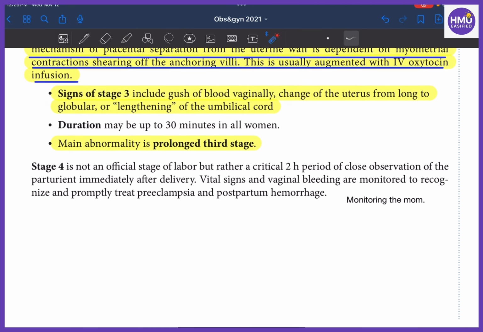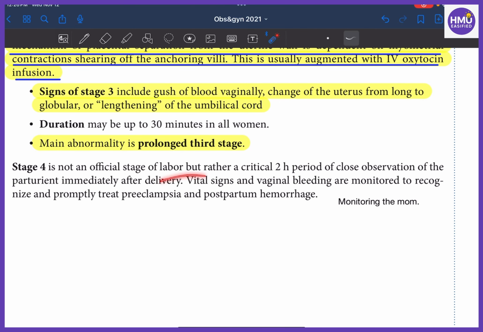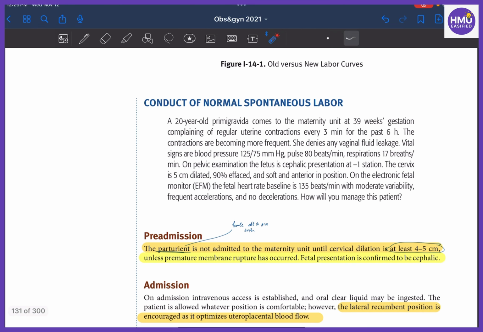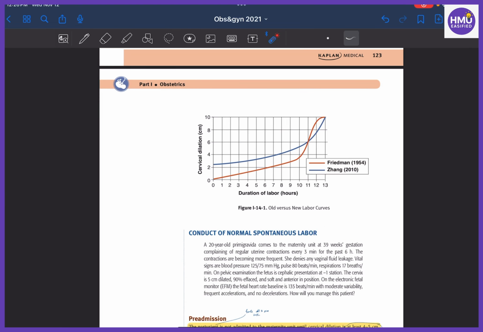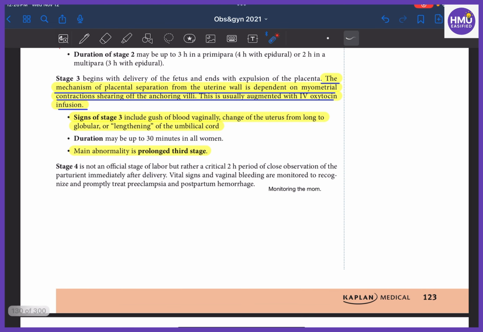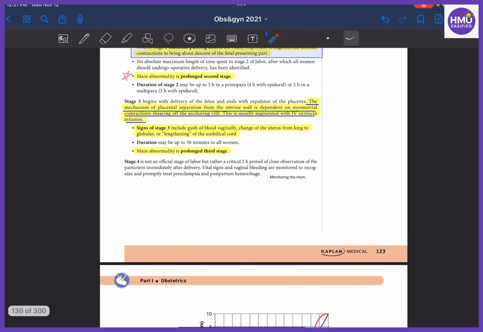Okay, so the fourth stage is not an official stage of labor, but rather a critical 2 hour period of close observation of the parturient immediately after delivery. What's parturient? Parturient is a female that's about to give birth, or gave birth, whatever. Vital signs and vaginal bleeding are monitored to recognize and promptly treat preeclampsia and postpartum hemorrhage. So we're just monitoring the mother.